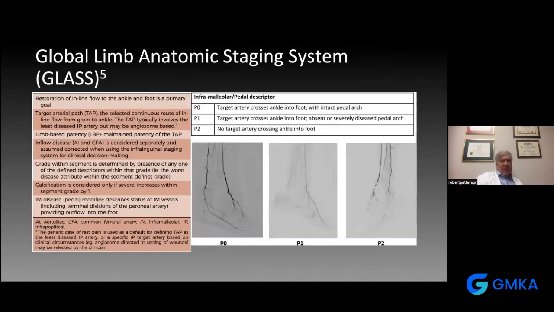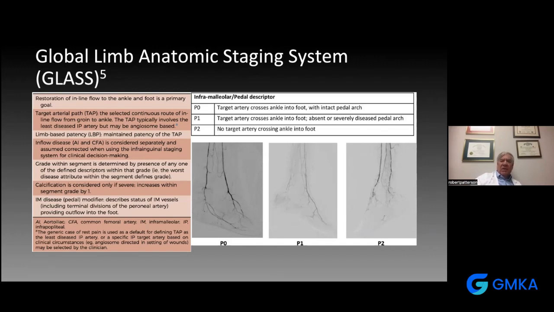And then the next staging system is what they call the global limb anatomic staging system, or GLASS system. And this is just a representative slide, but what they try to establish is anatomic impediments to direct axial flow, meaning the idea behind foot salvage in a patient that requires it from a vascular reconstructive perspective, either minimally invasive revascularization or open surgery, is to establish inline flow all the way directly to the foot. And so the GLASS anatomic system is attempting to categorize what is involved with establishing inline flow.